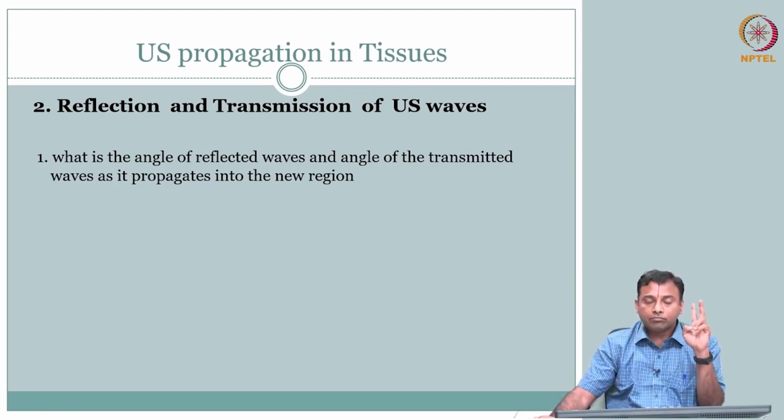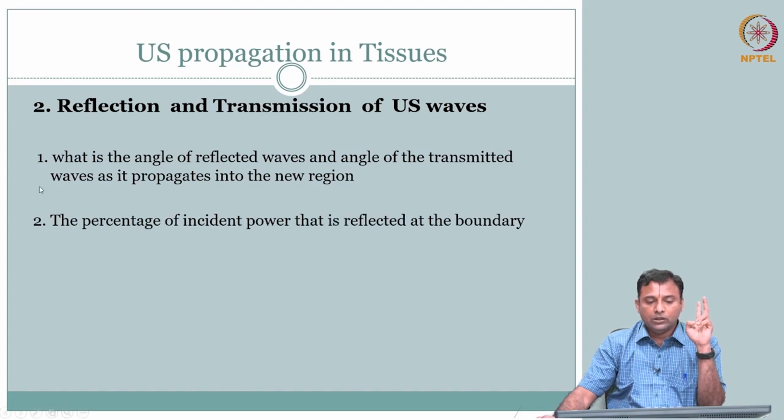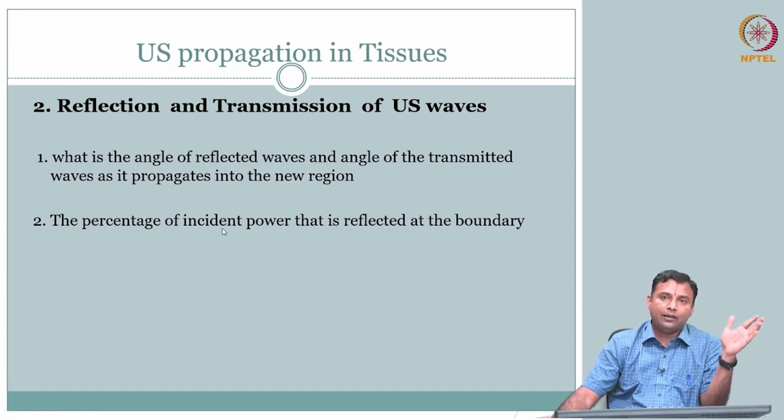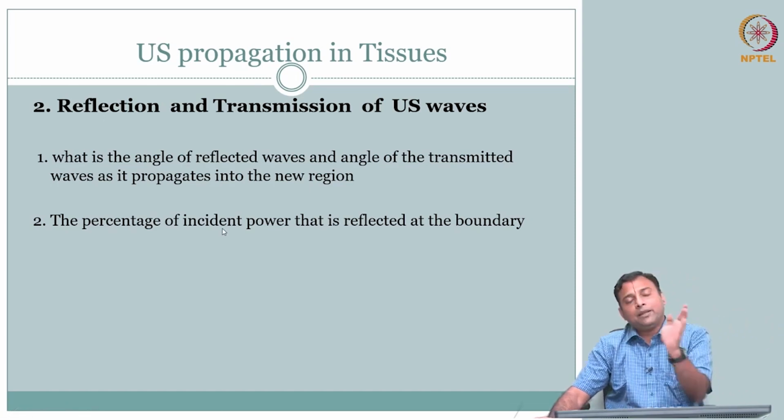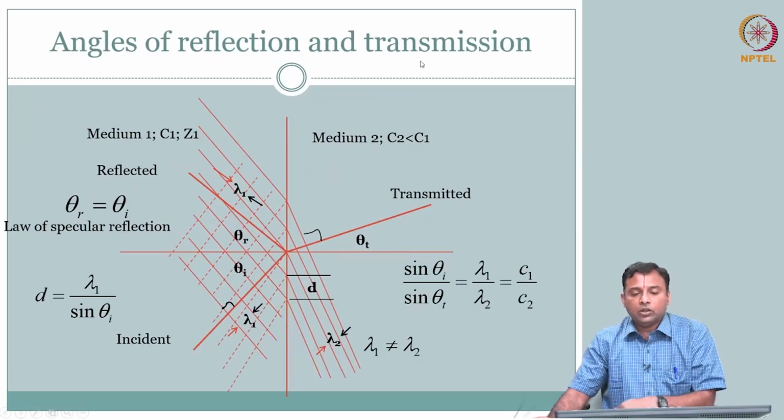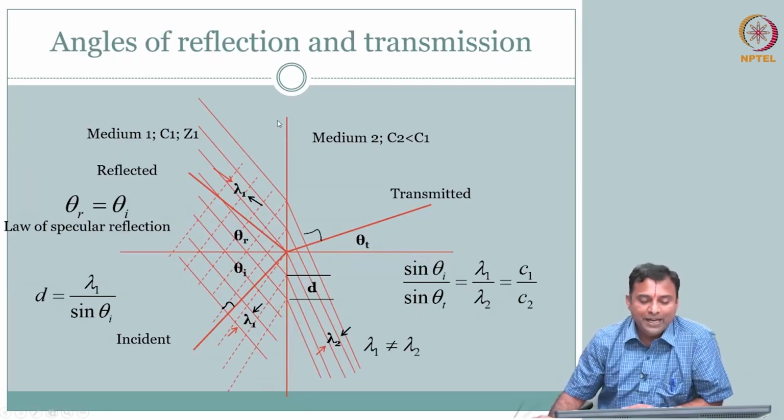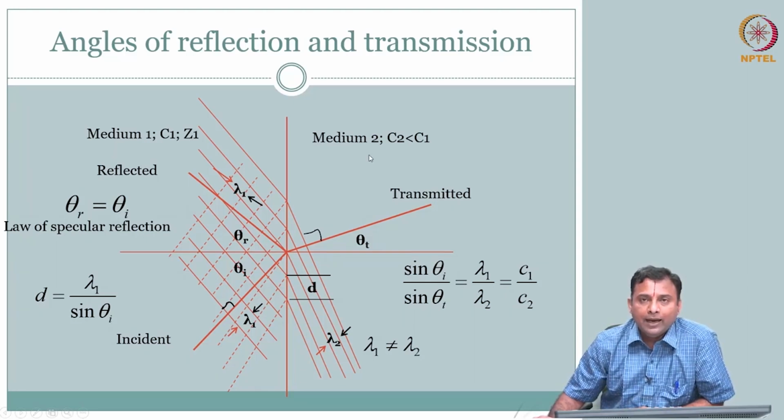So there are two details that we need to know. The angle of the reflected waves, angle of the transmitted waves, or the percentage of the incident power that is reflected back into the same medium, and the percentage of power that is going forward. Okay. So let us take two mediums, medium 1 and medium 2. Again, our interest is not going to be in the derivation. We are just going to recognize what it is, and maybe you can get a feel for it when we relate it to something that you probably know from your high school with the optics.